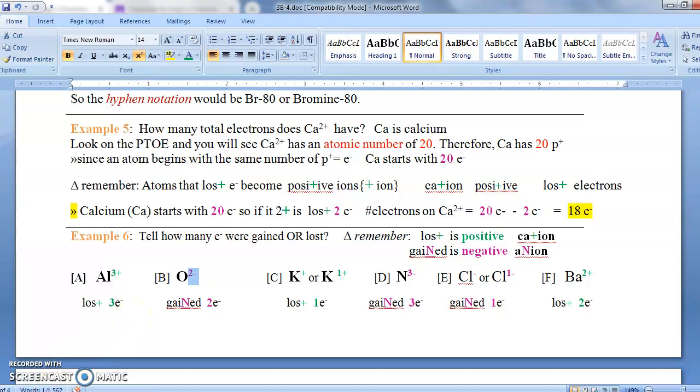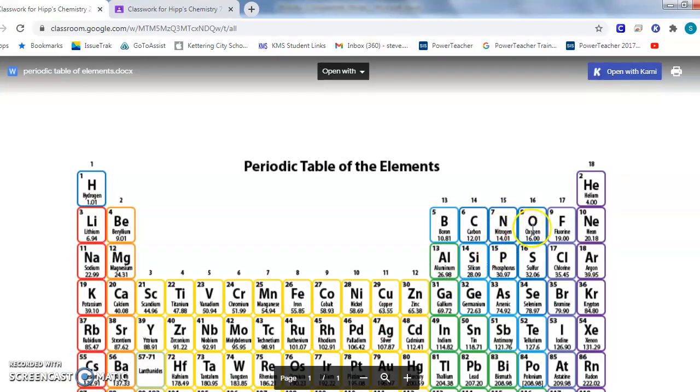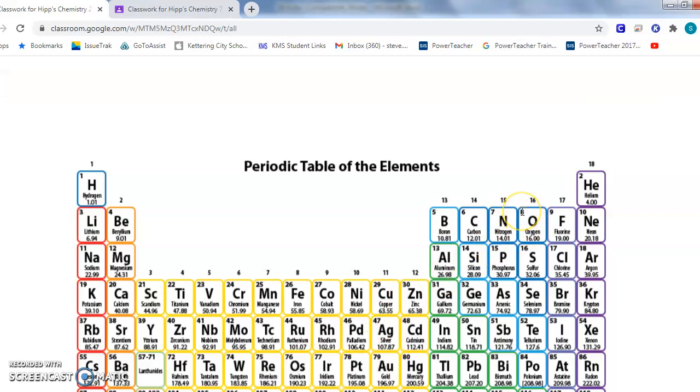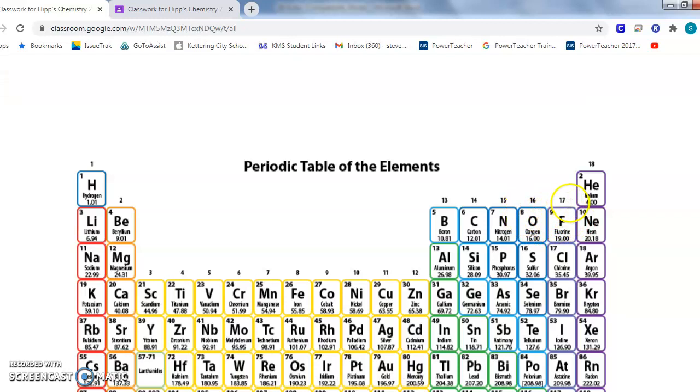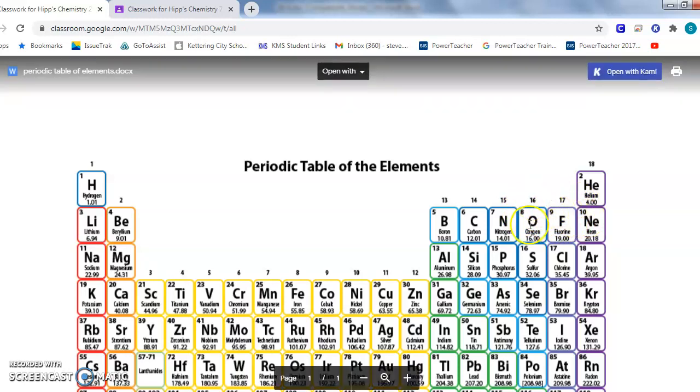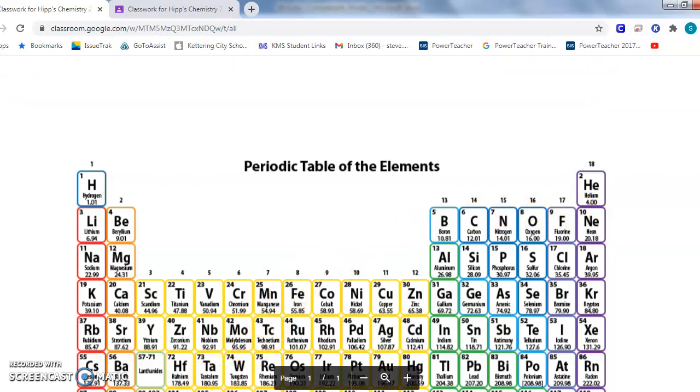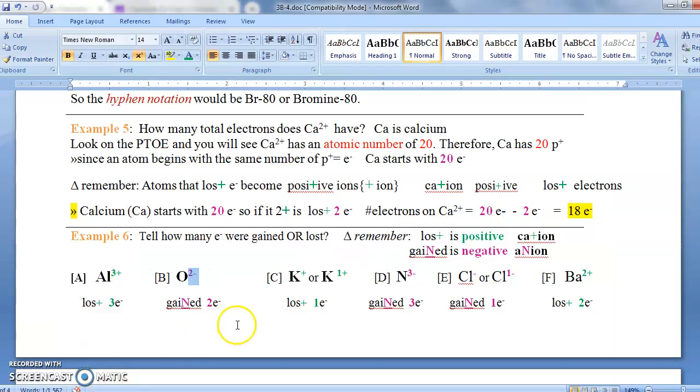If you have a periodic table of elements, it's easy to find out. Here's oxygen right here. Oxygen starts with 8 electrons. If it gains 2 negatives, it would now have 10 electrons, and it would be chemically stable like neon. So we can see why oxygen likes to become the oxide ion. It likes to gain 2 electrons. It would have 8 protons and 10 electrons, 8 positives and 10 negatives. When you balance 8 protons with 10 negatives, you have 2 more negatives than positives. Thus the reason it's written O2 minus.